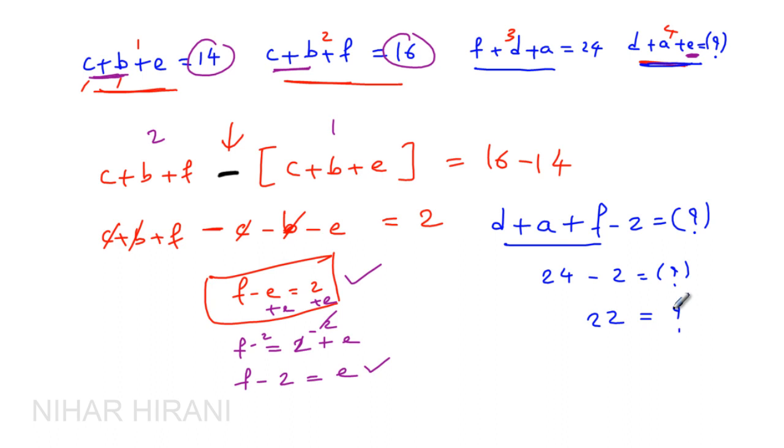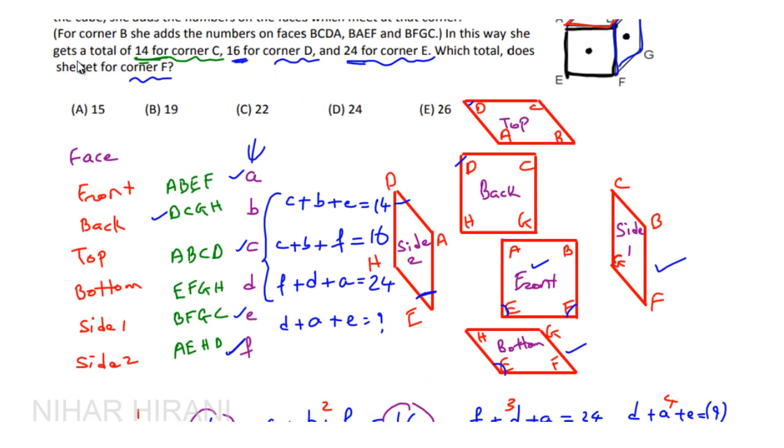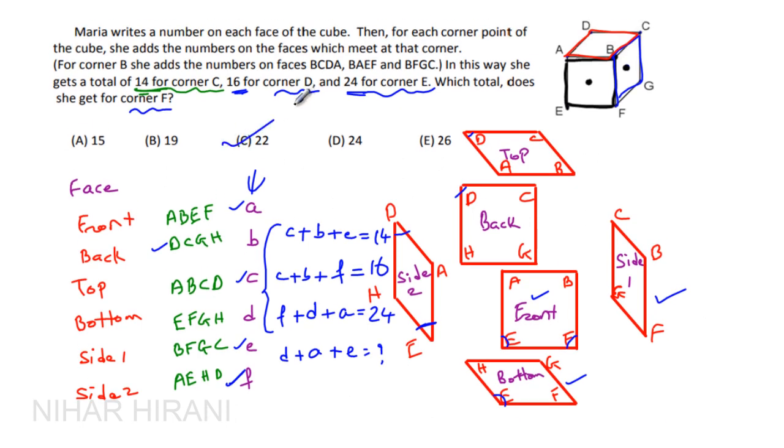I can understand that this question is hard for you, but if you practice more questions of this kind, it will become easy for you. And here our answer is 22, so that is choice C. I tried to explain in as easy language as possible. I hope you find it useful.